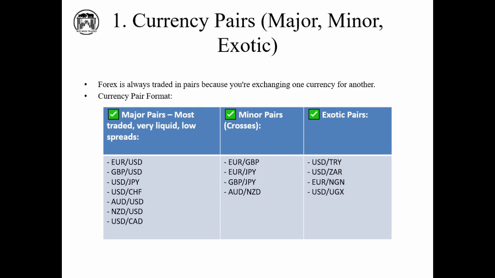So the majors are the most traded ones. They're very liquid and they have low spreads. We're going to talk about spreads. Then the minors follow the majors, and then the exotics. The exotics usually have wide spreads and their volumes are really low, so people don't trade these. People mainly trade the majors and some minors. So as you move from the majors to the exotics, expect the spreads to increase and the market to move slowly.